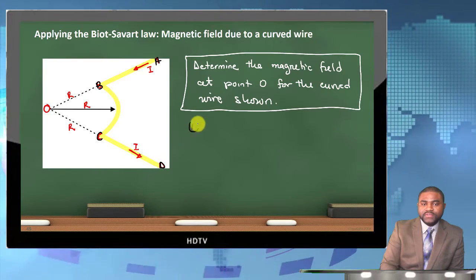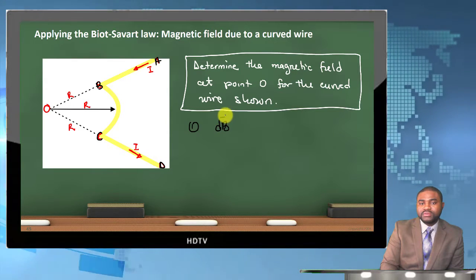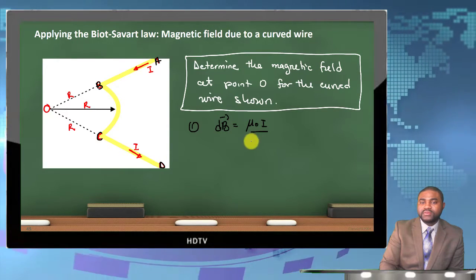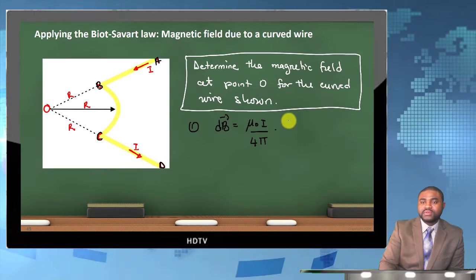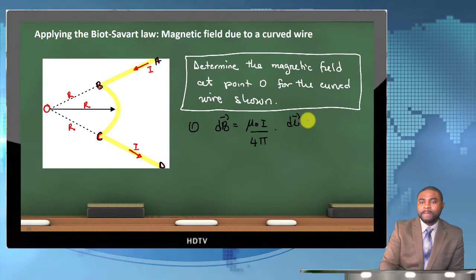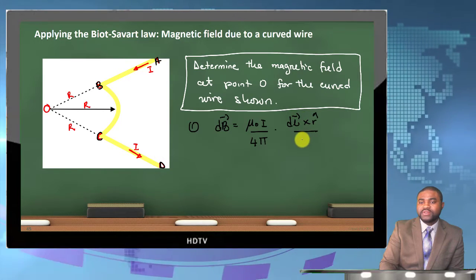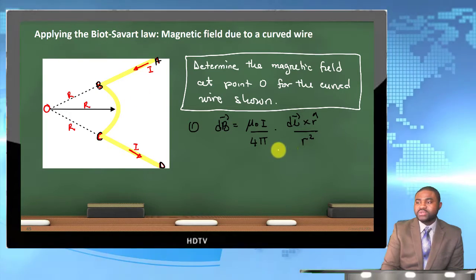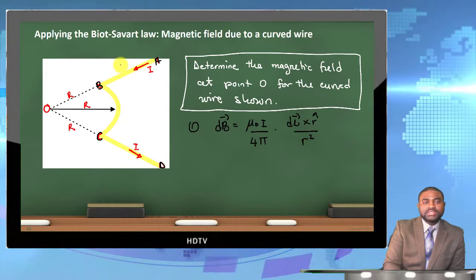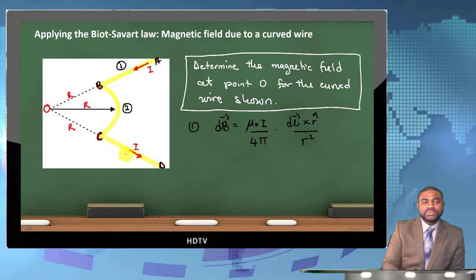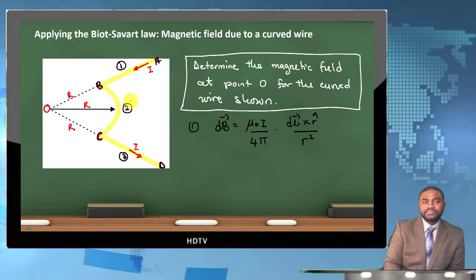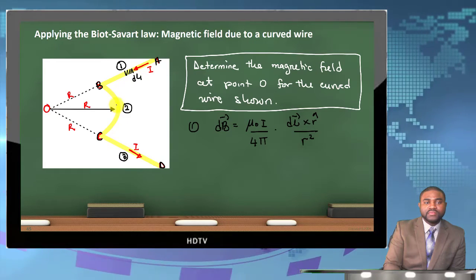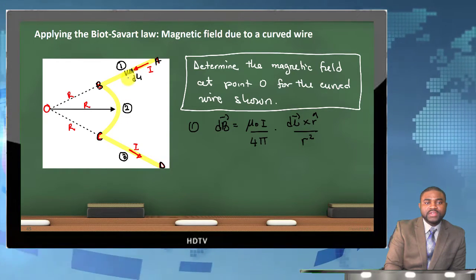But the very first step is we know that dB is equal to mu naught I over 4 pi, dl cross r cap divided by r squared. So for each segment we will write out this expression. Let us call this segment 1, segment 2, and segment 3. In segment 1, this is our dl. This is dl1, in which case it's in this direction.